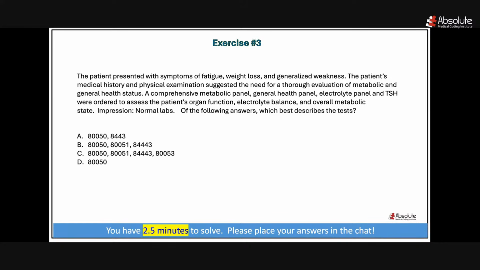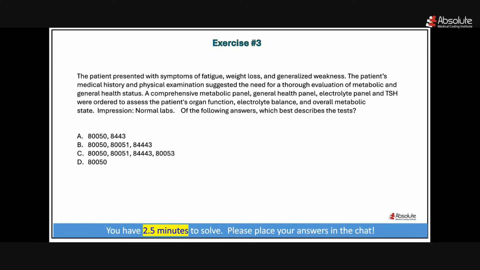Okay, of the following, which best describes the test? Option A, 80050, 84443. Sorry, that is 84443. Option B, 80050, 80051, 84443. Option C, 80050, 80051, 84443, 80053. Option D, 80050. The patient presented with symptoms of fatigue, weight loss, and generalized weakness.